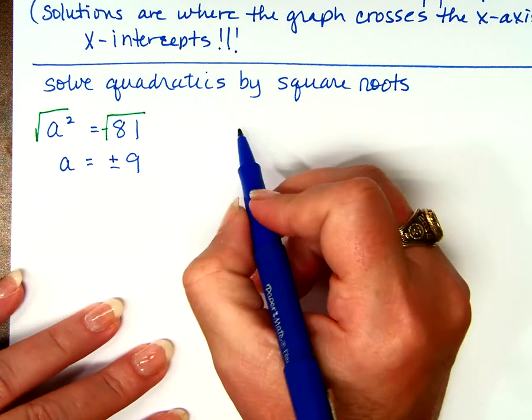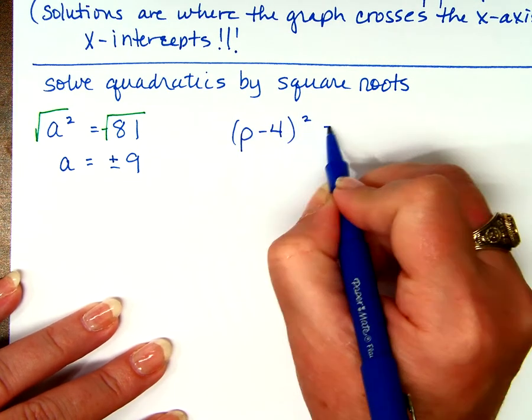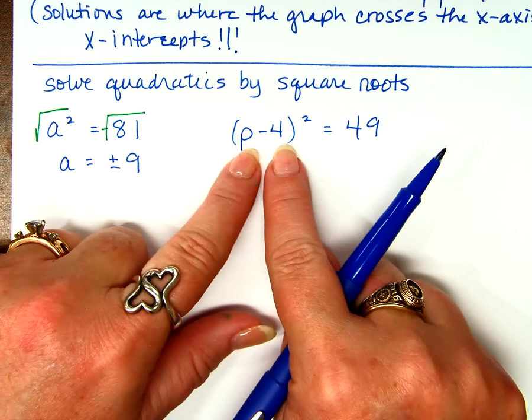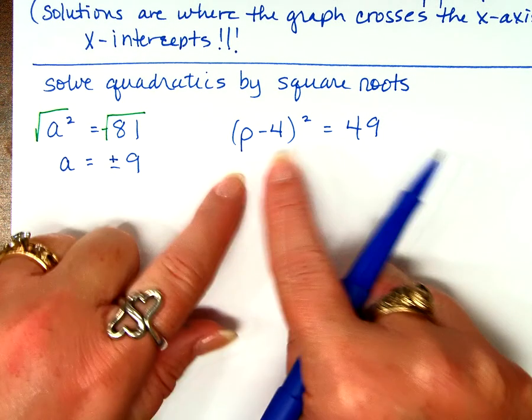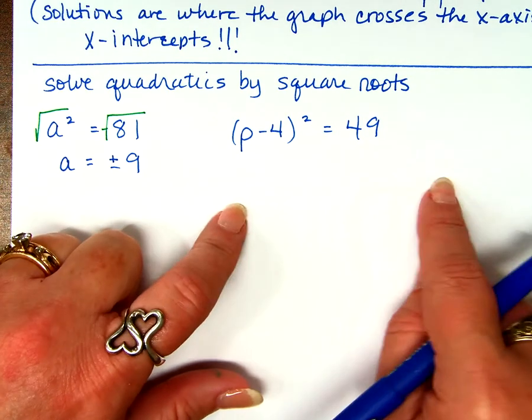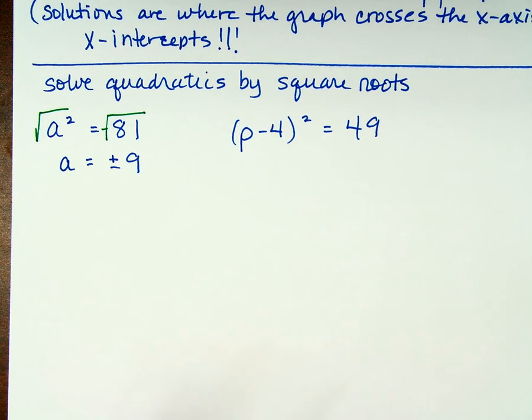Okay, what about if this is the problem? P minus 4 squared equals 49. Now I'll tell you this, some really crazy people, they want to take this and say P minus 4 times P minus 4 and distribute, and then minus the 49 and then try to factor it again and get this. Oh, that's exhausting.